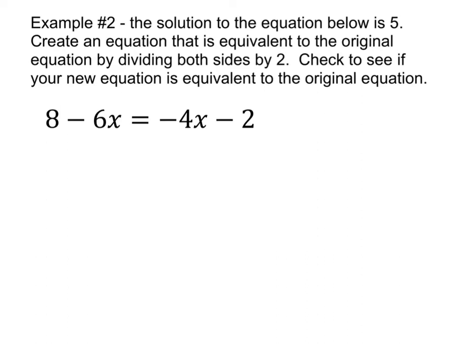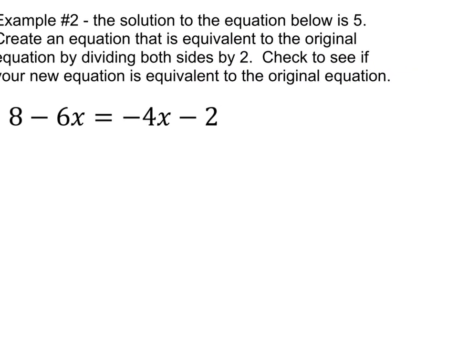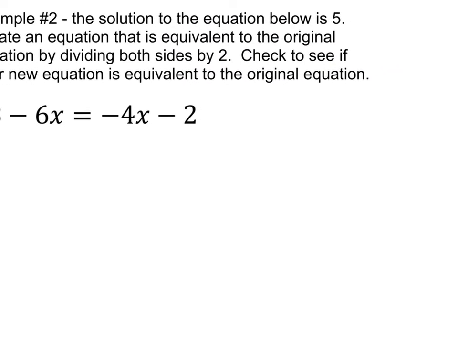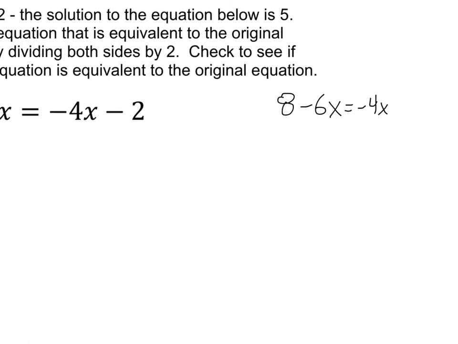There's kind of a lot of information here, so let's go back. The first thing I said was that the solution to the original equation is 5. Just in case you don't believe me, let me check over to the side here. We had 8 minus 6x equals negative 4x minus 2. Just in case you don't believe me, let's see if 5 is the solution.